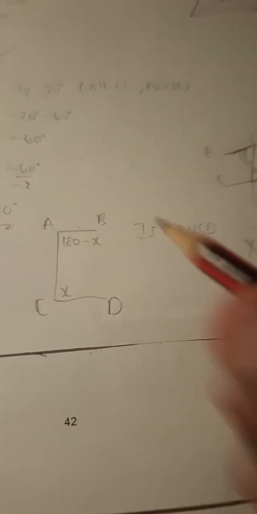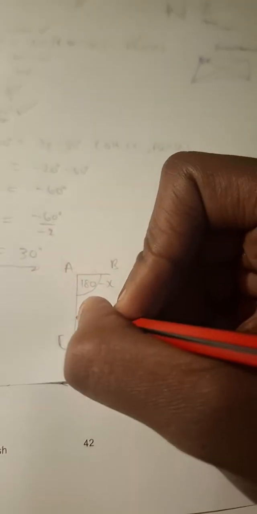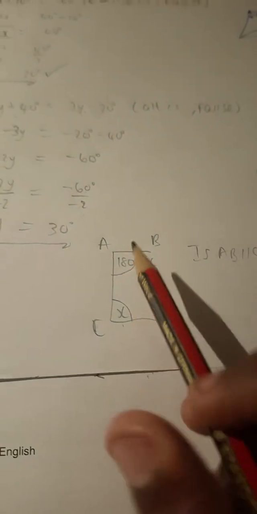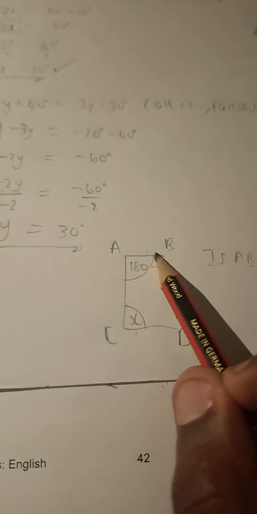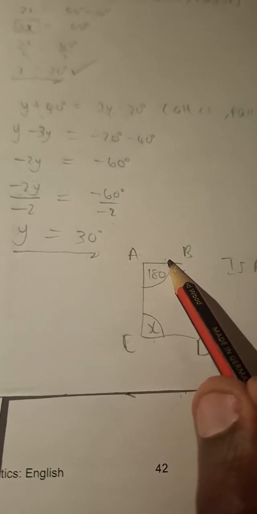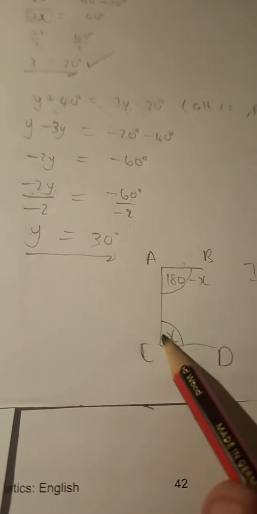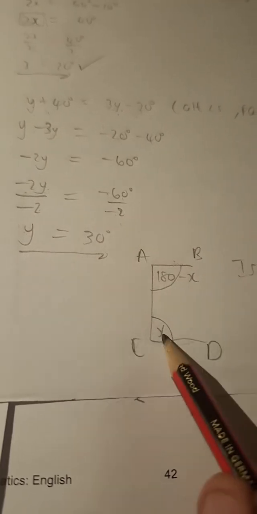Is AB parallel to CD? So 180 minus x represents this angle, and this angle is represented by x. Okay, I can just hear in my head Malin saying the U effect. Okay, guys, this is the U effect. What do you notice about the angles?